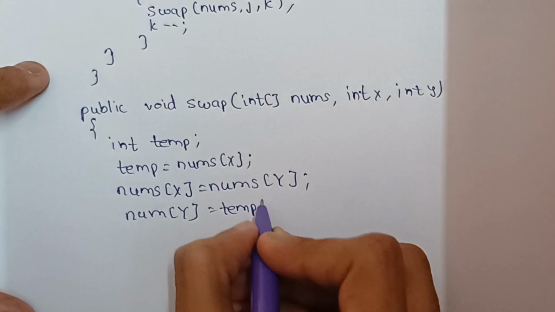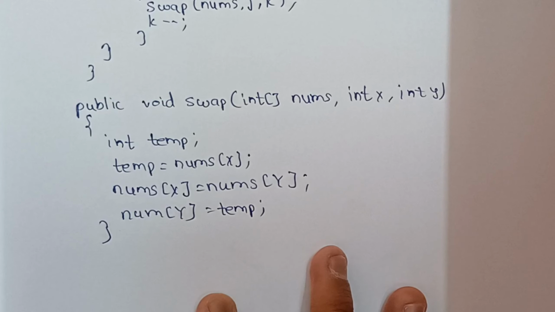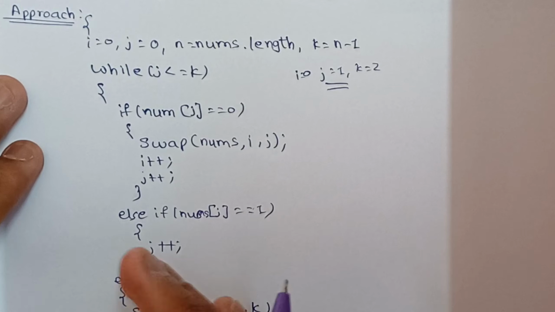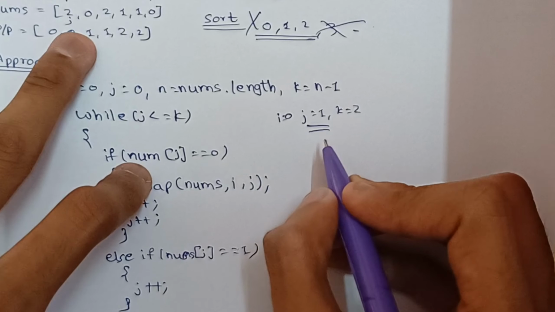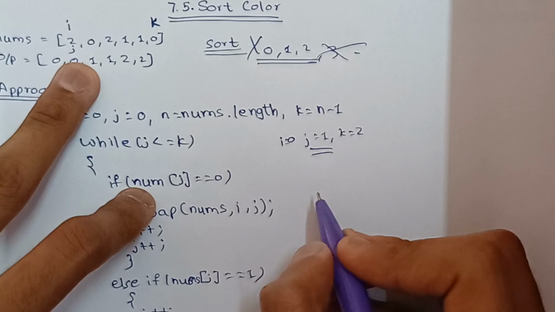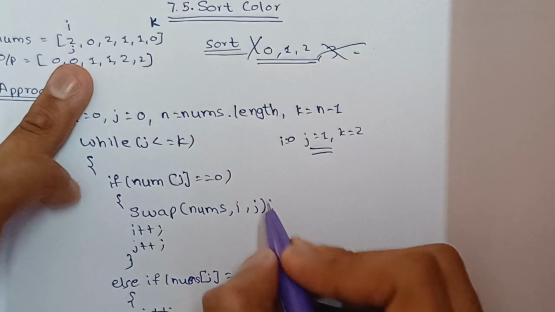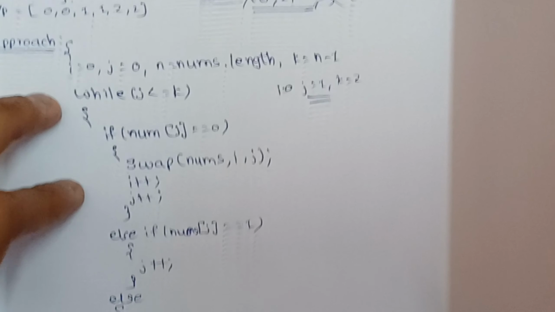So this is the simple problem. It says medium, but I have made it easy. We will understand how the approach works. If you can see here j, if nums of j equal to 0, here it is not equal to 0, so this part will not execute. It is not equal to 1, so this part will also not execute.